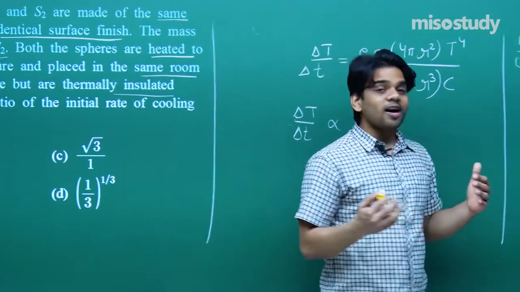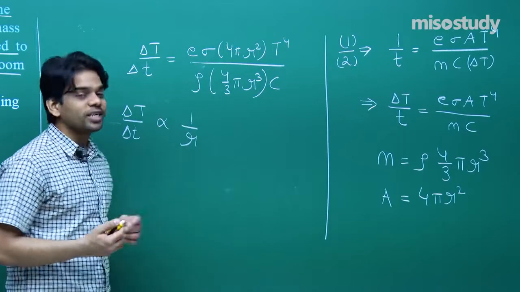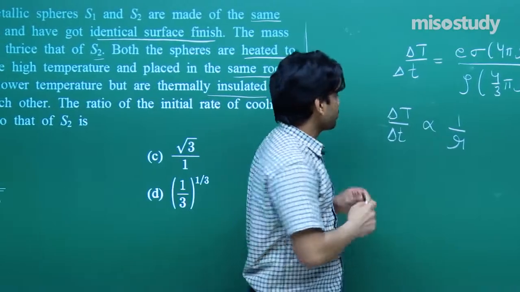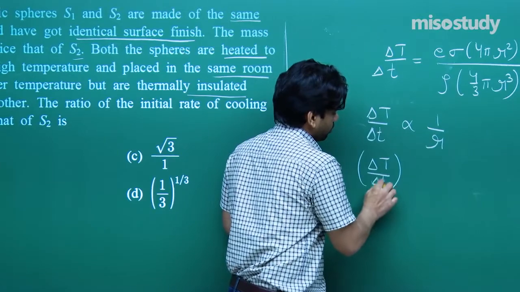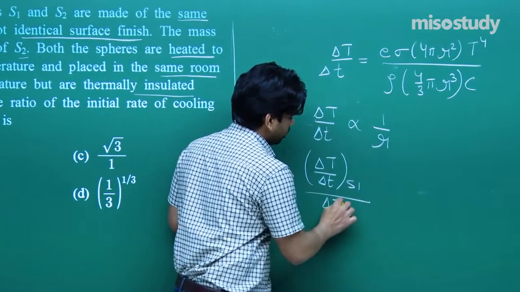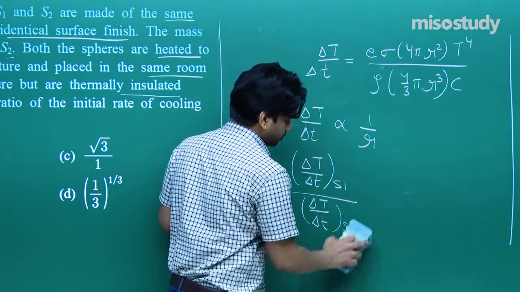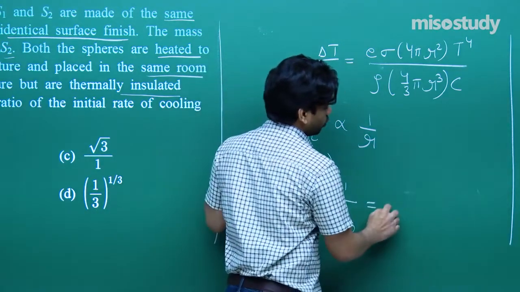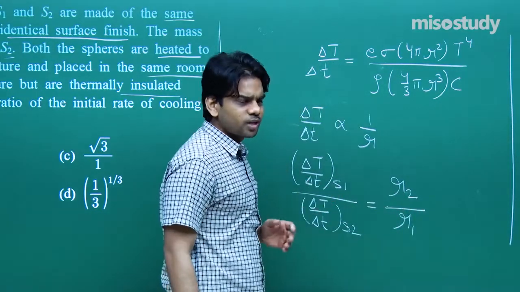Now see here, we need to find out how they are related. Delta T by delta T, the ratio for S1 and S2, the ratio of the initial rate of cooling of S1 to that of S2. So we need to find out delta T of S1 divided by the rate of cooling of S2. That should come out to be equal to R2 by R1. This is the ratio that we can comment on.